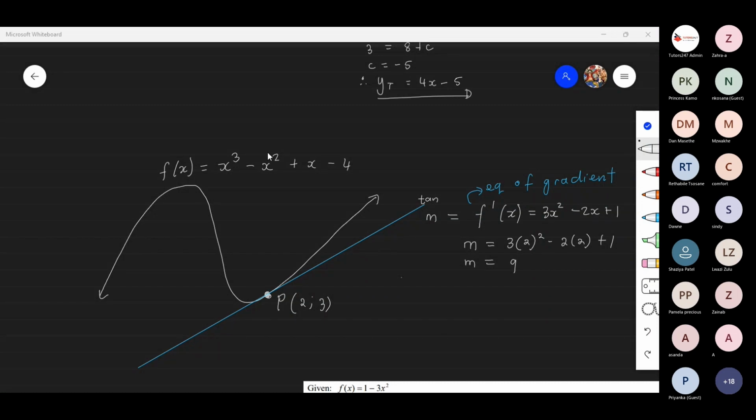Rethabile, hopefully that should clear up the confusion.